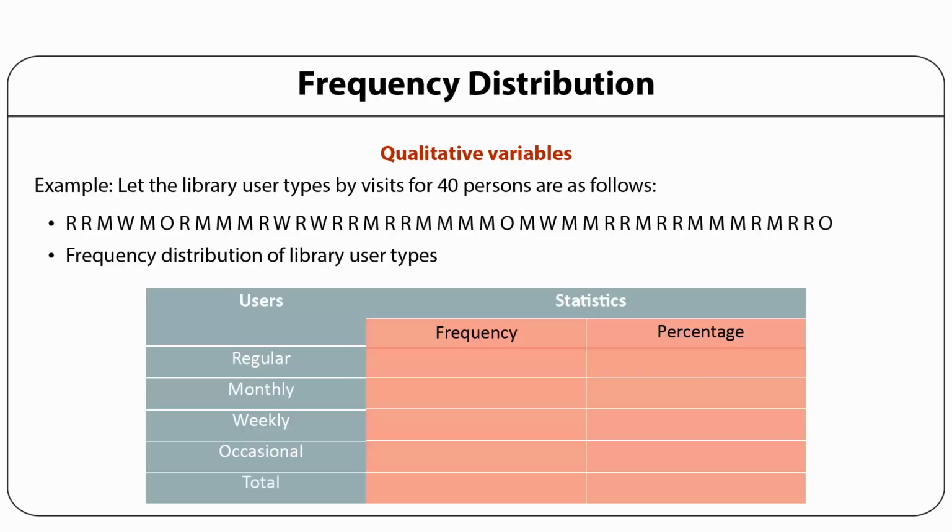So total number of frequency you find is 40, and out of that the regular visitors are 16, monthly visitors are 18. So basically, percentage-wise if you calculate, out of 40 total, 16 is basically regular visitors. So they are making 40% of the total number of visits. So this is how you are calculating percentage in that column.